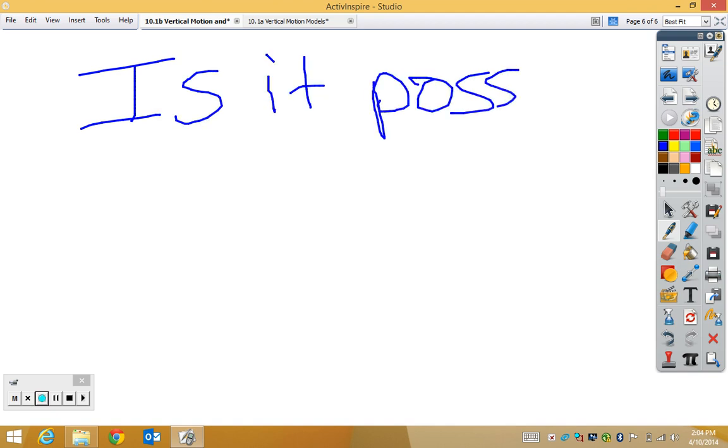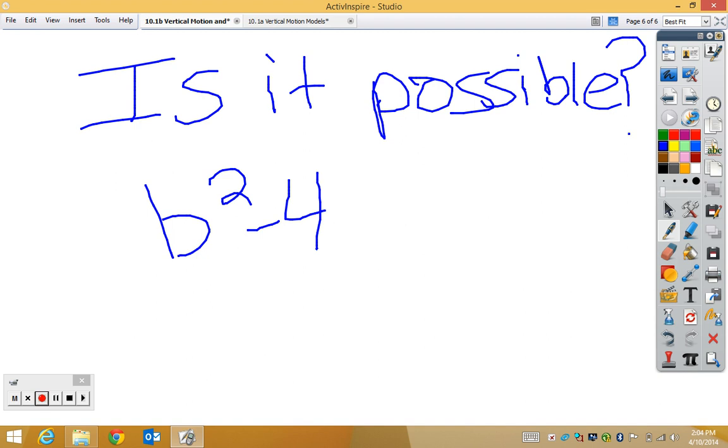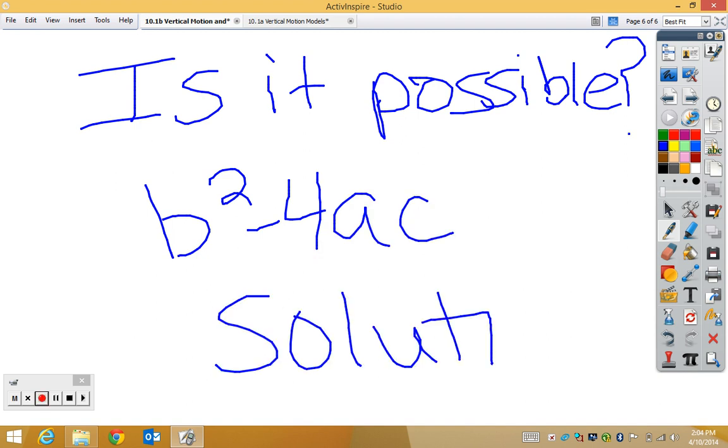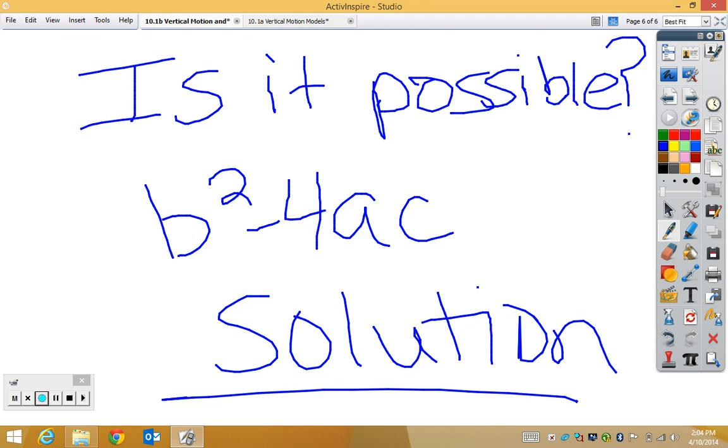So that is it for your vertical motion. Again, the big thing is: is it possible? I'm asking that, and we're using the b squared minus 4ac. Is there a solution, is what I'm asking. You could do the quadratic formula, but if you ended up with a negative square root, obviously you would have no solution. That is it for this video.